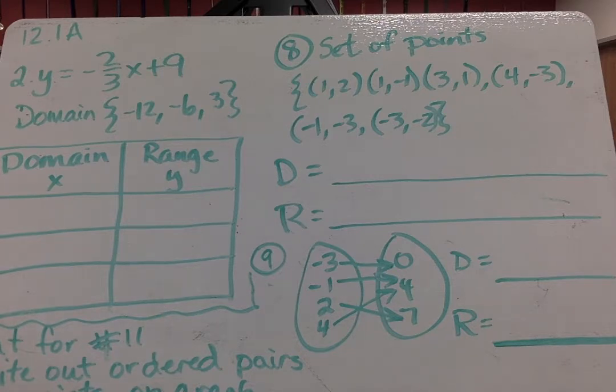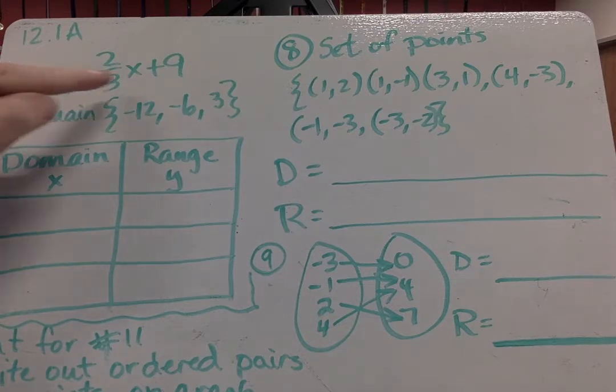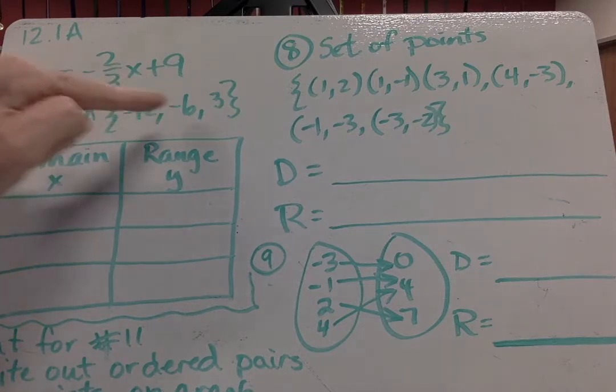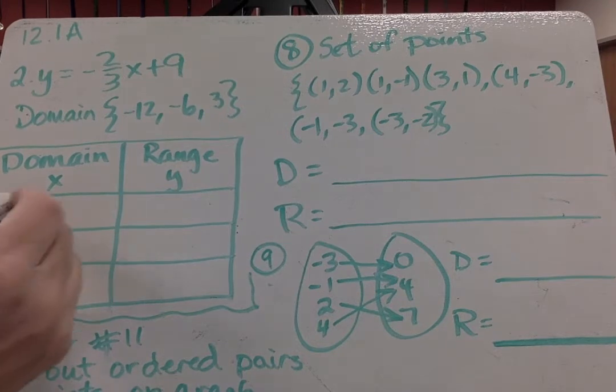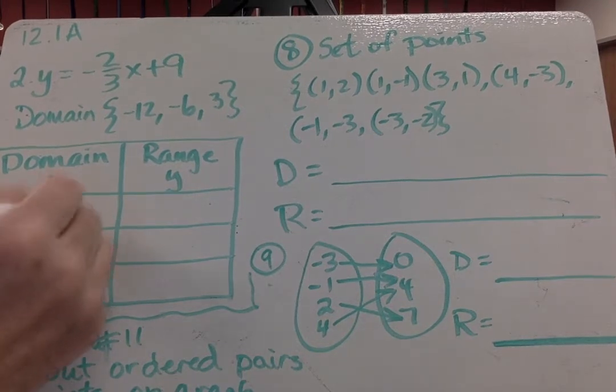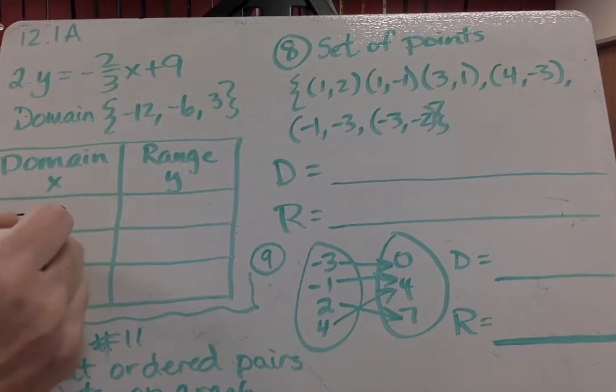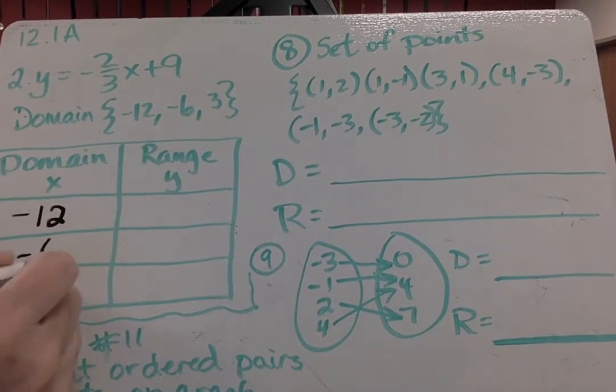Okay, so the first one I want to go over is number 2 towards the bottom of the page where it says domain and range. So here is your equation right here. Here's the domain, so we can fill that out right here. So our domain is our x values: negative 12, negative 6 and 3.